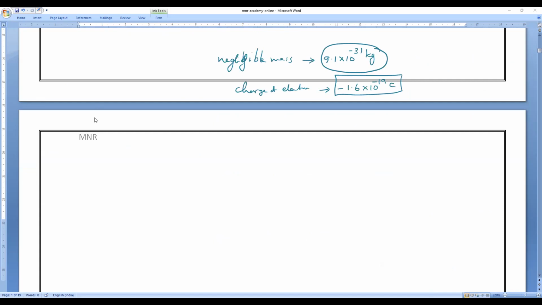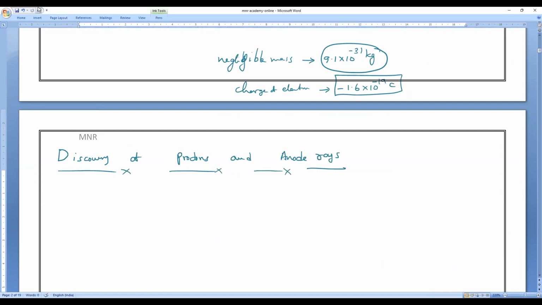Write it. Next, completed everybody. Electrons over. So after that, what is discovered? After the discovery of electrons, what is discovered, everybody? Discovery of protons and anode rays. It was not found by J.J. Thomson. There is another scientist.